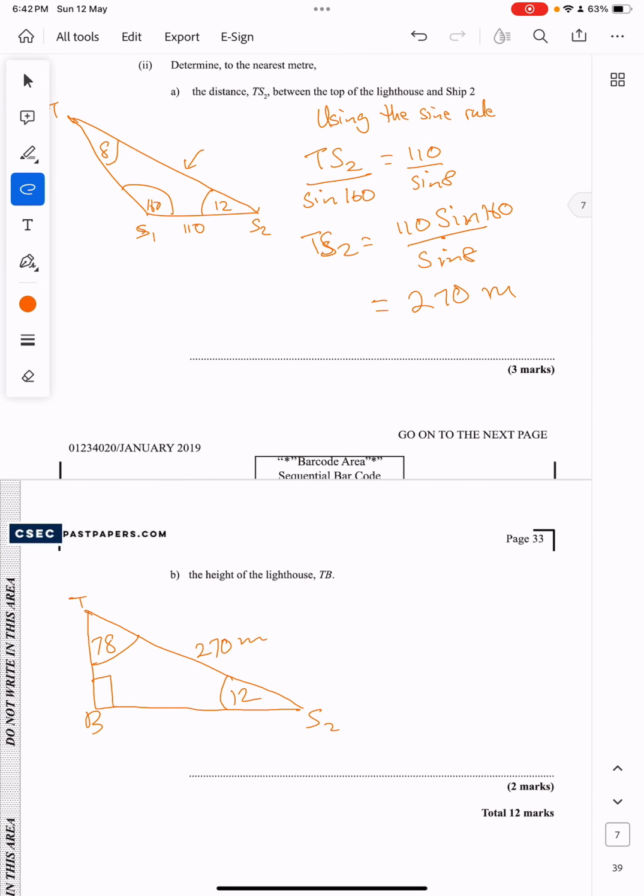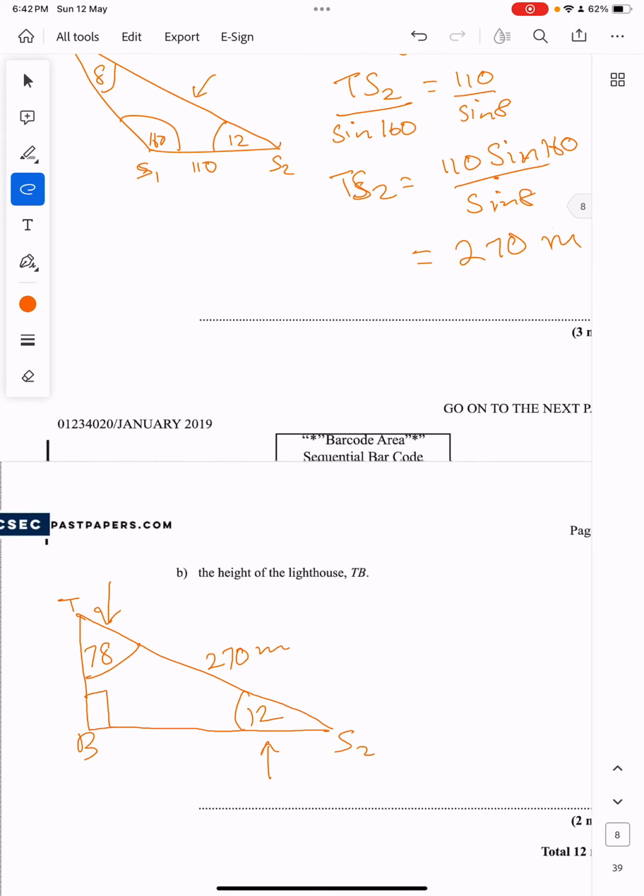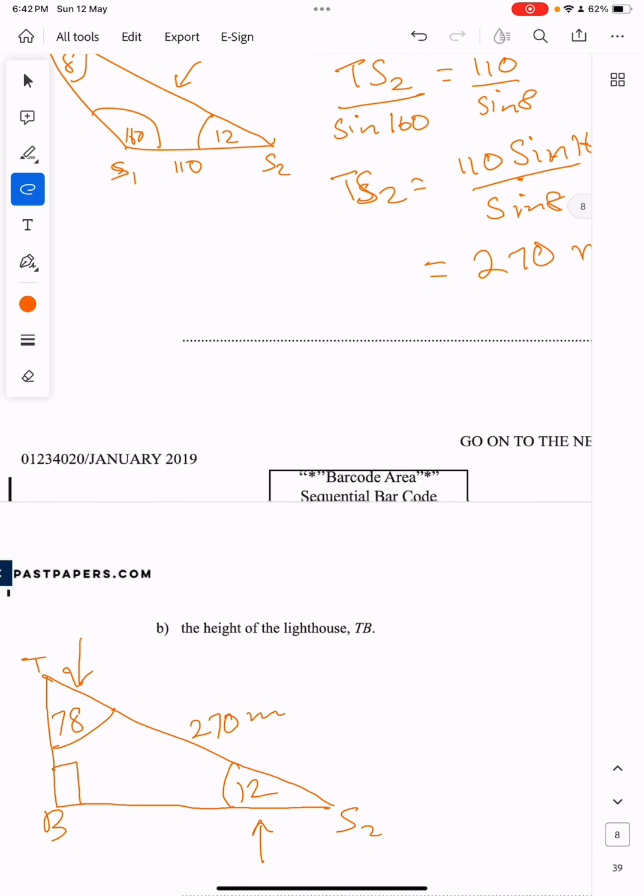We can do one of two things. In fact, we're just going to use sine. Yeah, because we have the hypotenuse and then we're using the opposite. We're using this length here, TB. We can use adjacent over hypotenuse, so you can use cosine or we can use sine. If we're using cosine, we're going to have to use the angle at T, and if we're using sine, we're going to have to use the angle at S2. So I'm going to use sine.